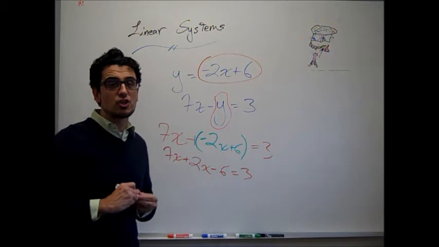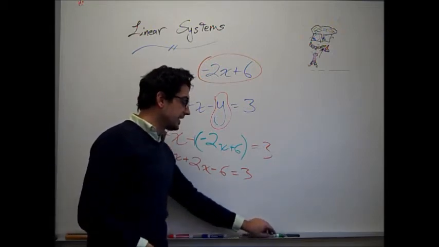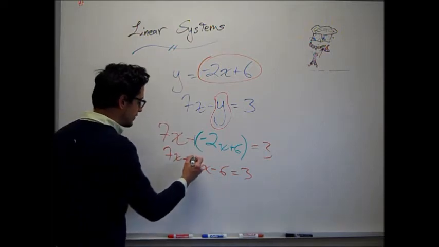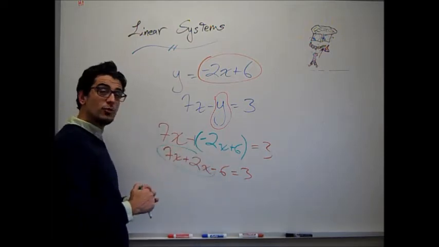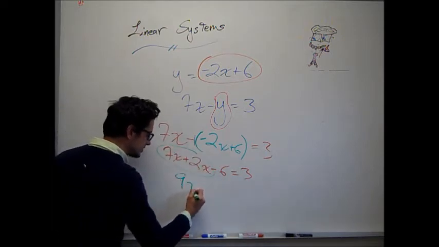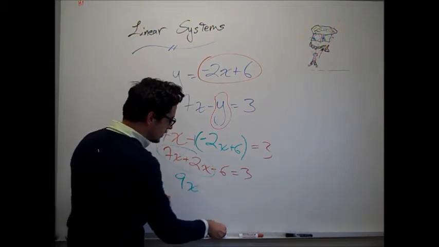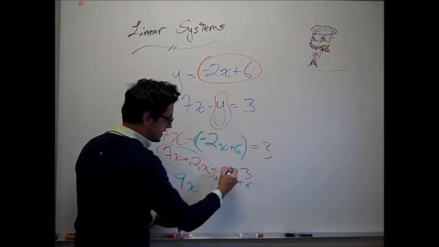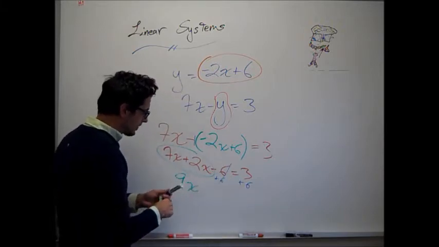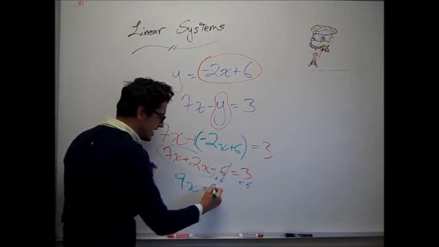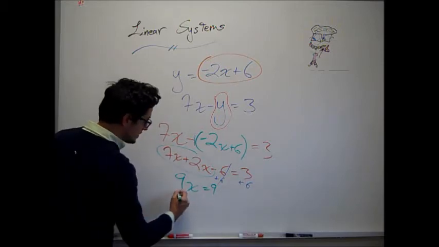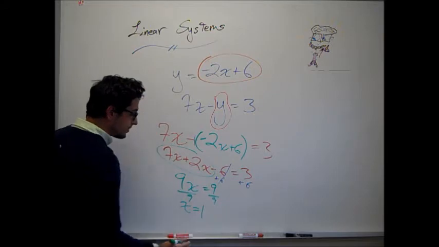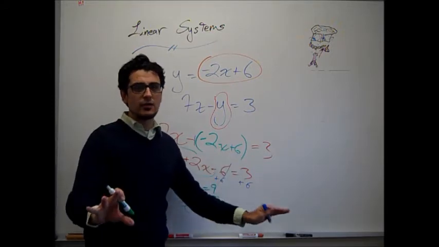And so then I just go through regular isolating my variable in order to solve for this. I put together my like terms: 7x plus 2x is 9x. Then I add 6 to both sides, because this was a negative 6, these cancel out, and I'm left with 9x is equal to 9. Division property of equality, I end up with x is equal to 1. So, the value of x now is 1.